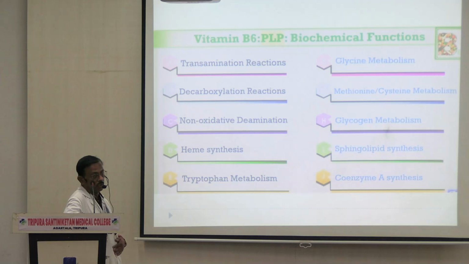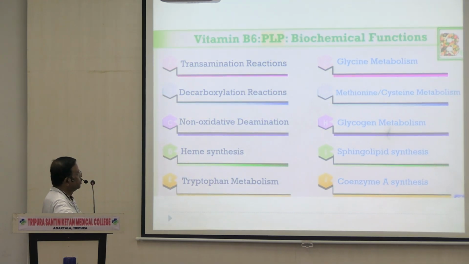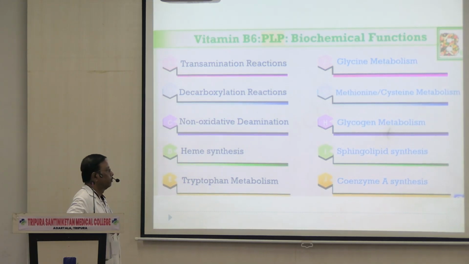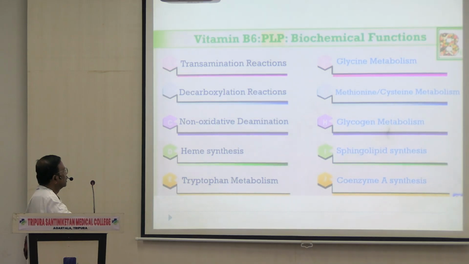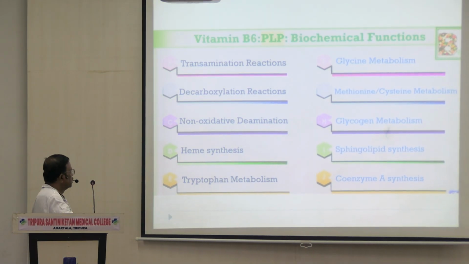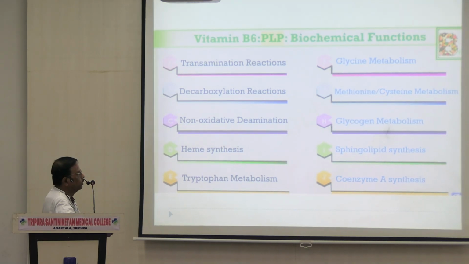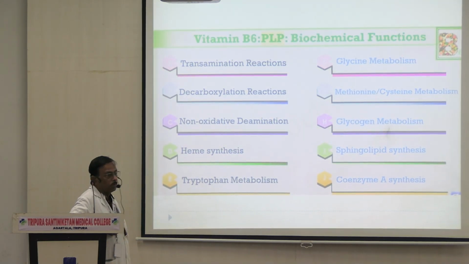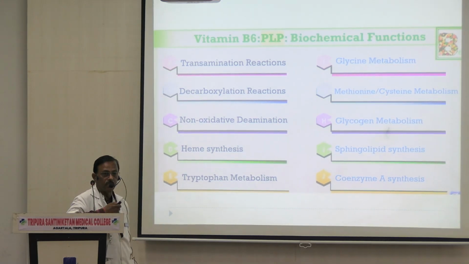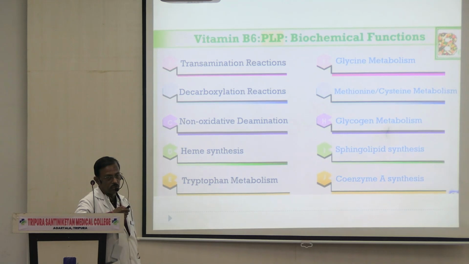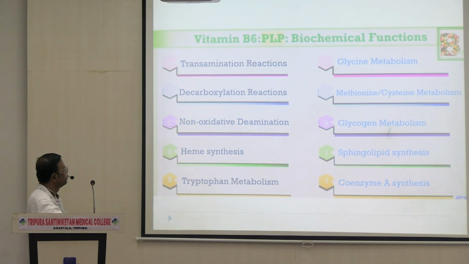These are the biochemical reactions which require PLP, pyridoxal phosphate. These are transamination, decarboxylation, then deamination, heme synthesis, tryptophan metabolism, glycine metabolism, methionine. These all are amino acids only. Then in glycogen metabolism also it is required. Sphingolipid synthesis, and synthesis of coenzyme A from pantothenic acid, that also requires vitamin B6.